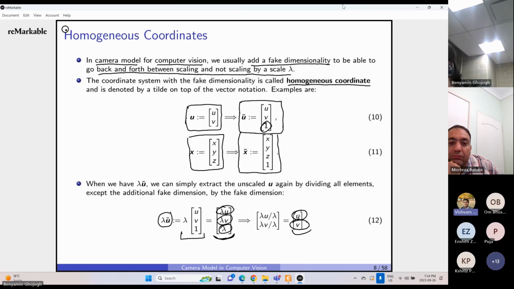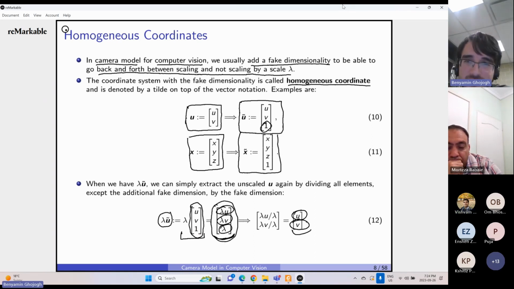Is the fake dimension only 1, or can you have other values? No, exactly, that's a good question. This fake dimensionality can be any scalar. For example, here it is lambda. If you consider this, the fake dimensionality is 1. If you consider this, the fake dimensionality is lambda. Okay, got it.